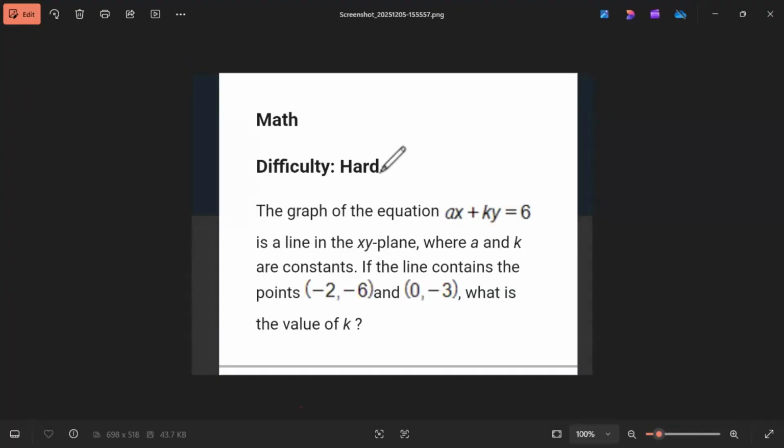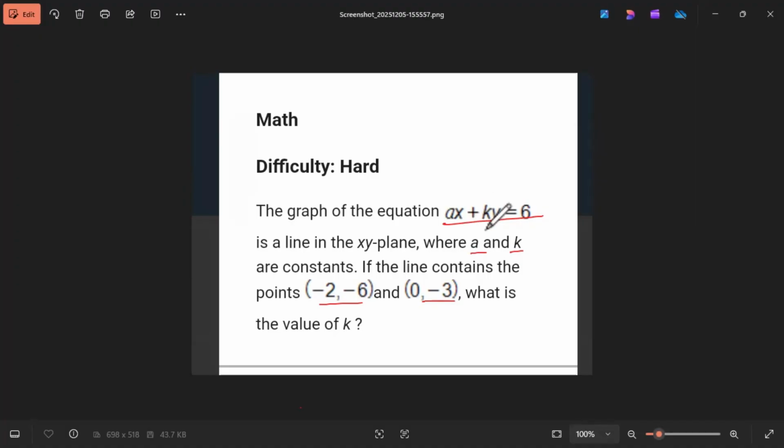It says the graph of the equation, this is the equation, is a line in the xy plane where a and k are constant. Of course, it's a line in the xy plane, you know what it means, right? They said that if the line contains the point this and this, what is the value of k? This is really straightforward, right? We want to just find k from here. And how do we solve this particular problem?